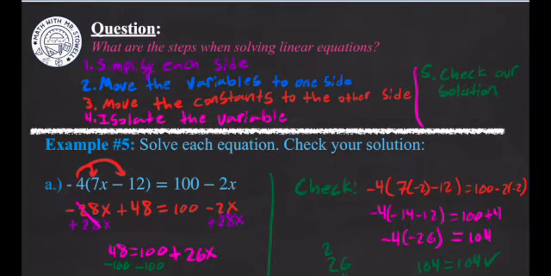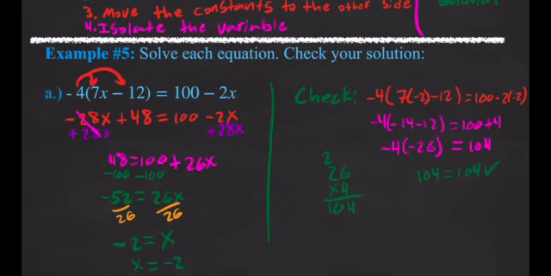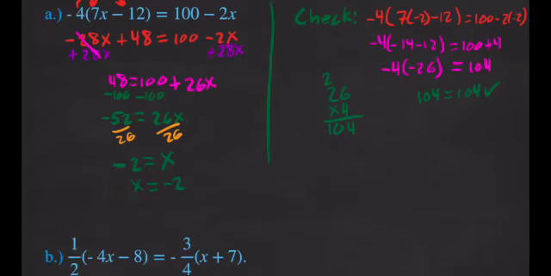We did simplify. We moved the variables. We moved the constants. We isolated. Then we checked our solution. That's what our steps are going to be whenever you are solving an equation. Well, just in case we didn't get it, let's do another example of this. Okay, we're going to do another example.